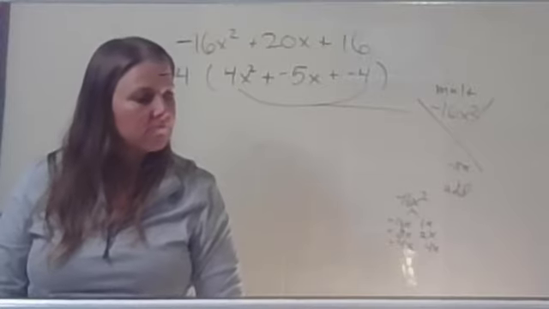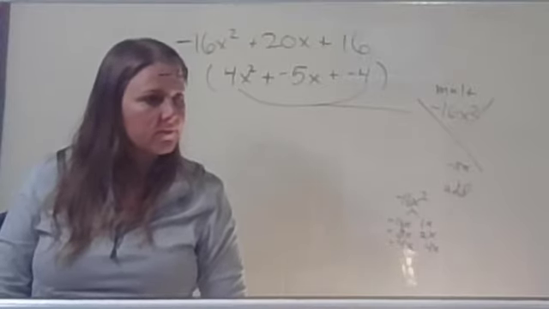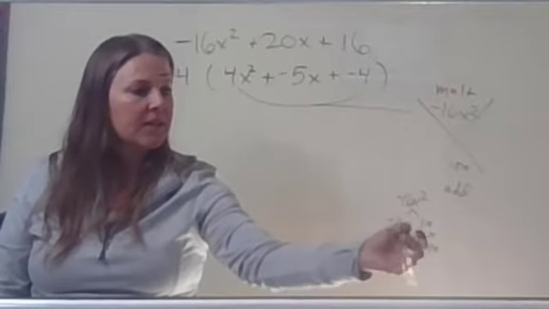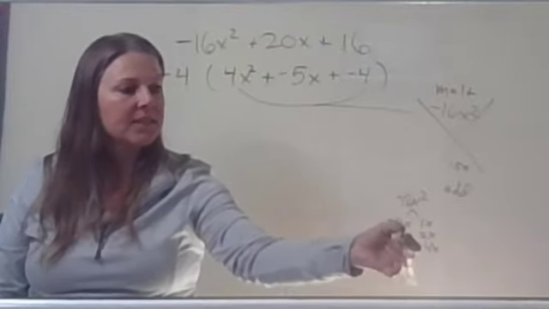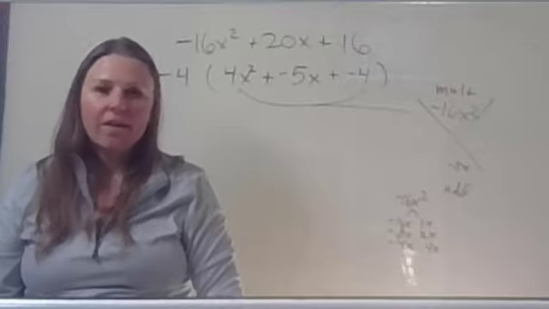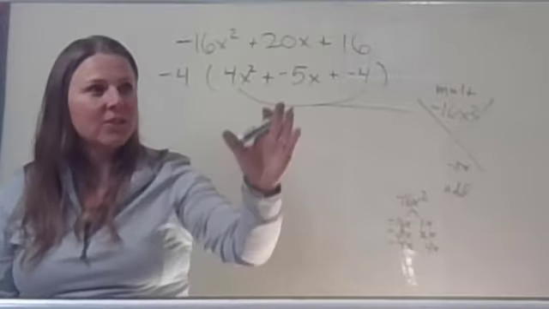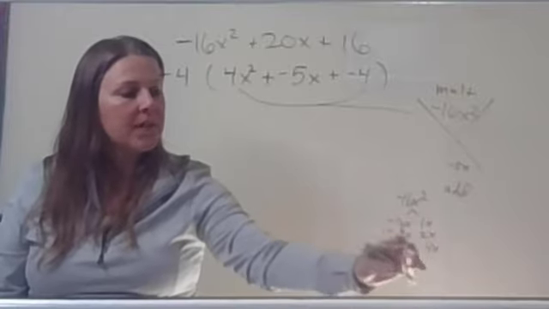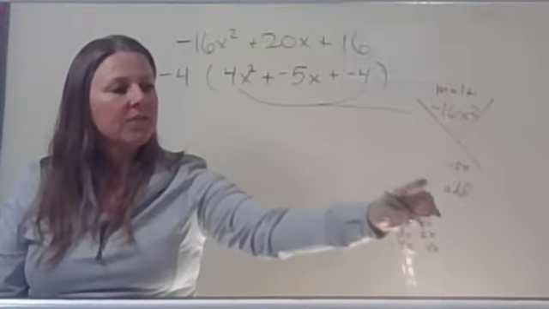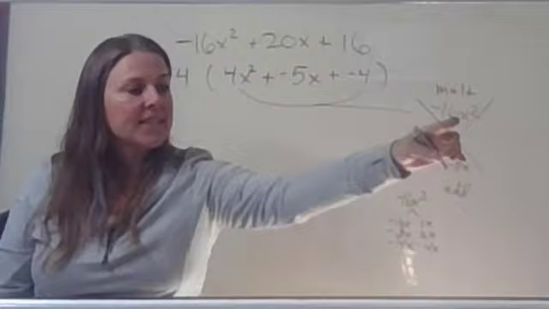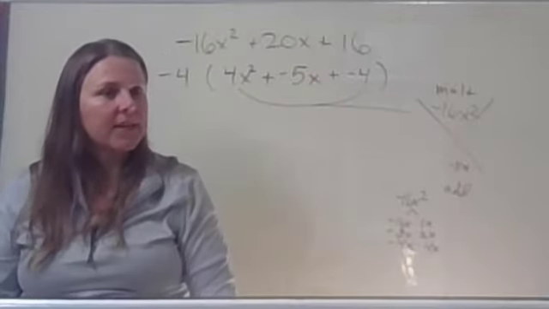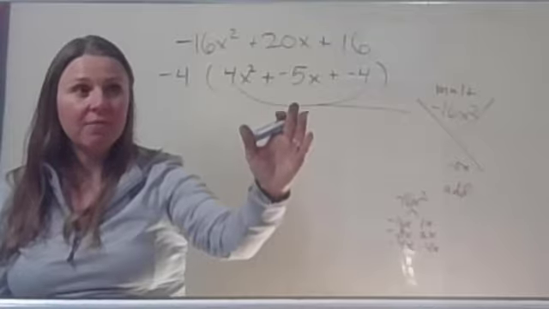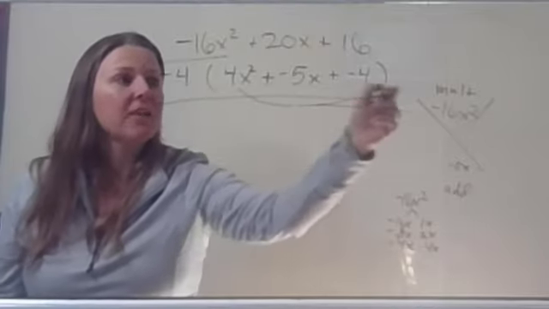3 does not go into this, 2 already went into this, 5 does not go into it, 6 does not go into it, 7. So this is actually not factorable. There's no two numbers that multiply to give you negative 16 that add to give you negative 5. So that means this cannot be factored any farther. You're done. It's not factorable.